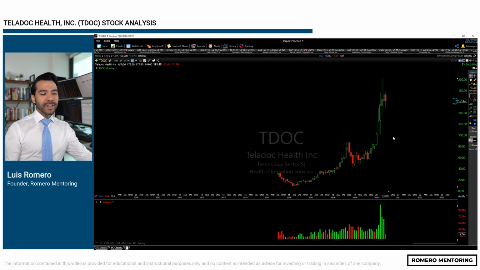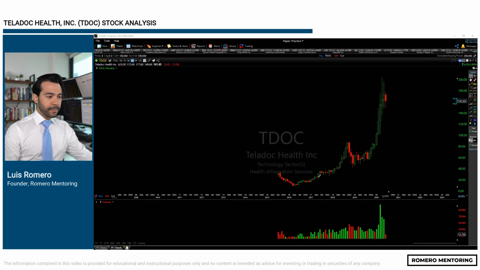Okay, notice that there's a pattern here. You may not see it, but to the untrained eye, you're not going to recognize it. So it takes time to understand these patterns. Here's what I mean. Nothing goes straight up and straight down. Here is the first move to the upside. Here's the correction, breaks resistance, and it gives you another wave higher.